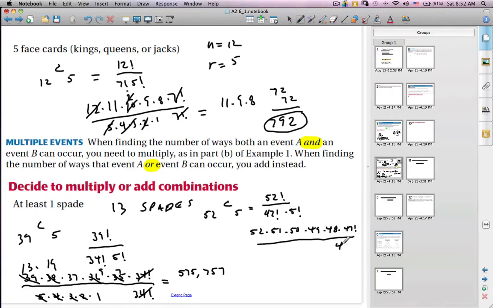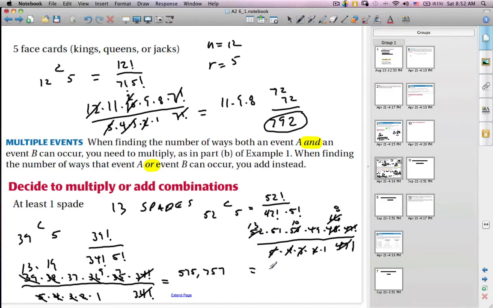So you notice these things sound like, oh, this is so much work, but I've got 5 numbers multiplied together divided by 5 numbers multiplied together. That's what I'm ending up with. And when I simplify, 5 goes into 50 10 times. 4 goes into 52 13 times. 3 goes into 48 16 times. And then 2 will go into the 16 8 times. So it's going to be 13 times 51 times 10 times 49 times 8.